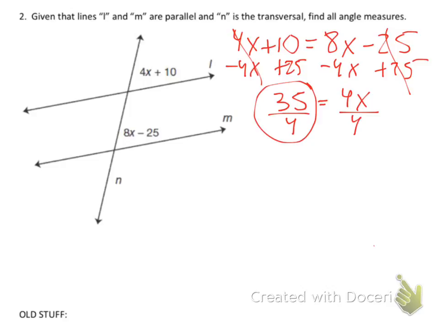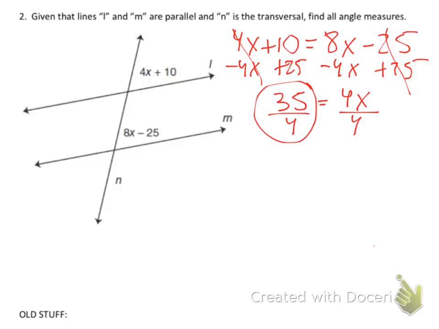It says find the angle measures. How many different angle measures are there? Is it 8 of them? There are 8 angles, but how many different measures? 2. So these guys, remember, 4x plus 10 and 8x minus 25 are actually the same thing. And then I just find its supplement, so then I'll know both of them. I'll know all of them.